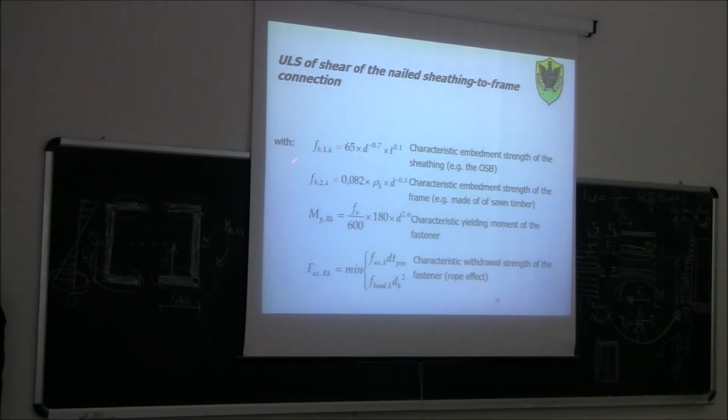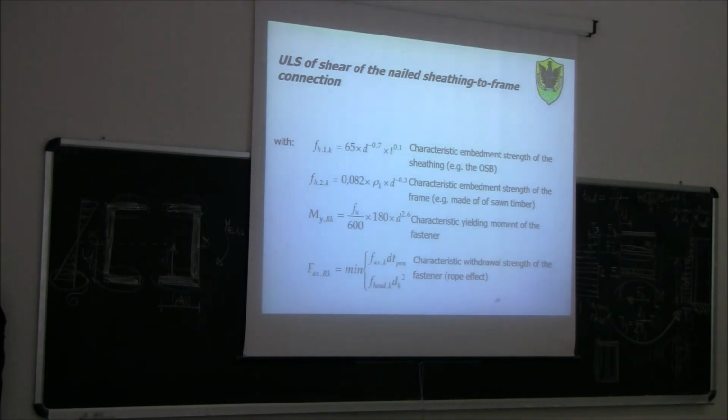Then this other formula gives us the characteristic embedment strength of the timber, depending on the characteristic density and on the diameter. Then we need to know a formula to calculate the characteristic yielding moment of the fastener. This one, where Fu is the ultimate strength of the fastener. And then the characteristic withdrawal strength of the fastener in order to take into account the rope effect.